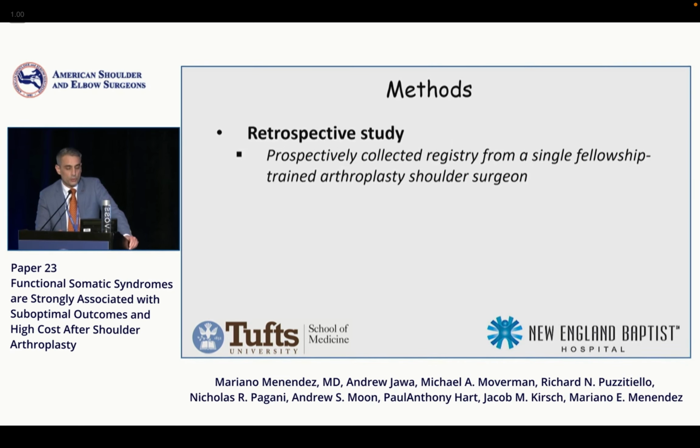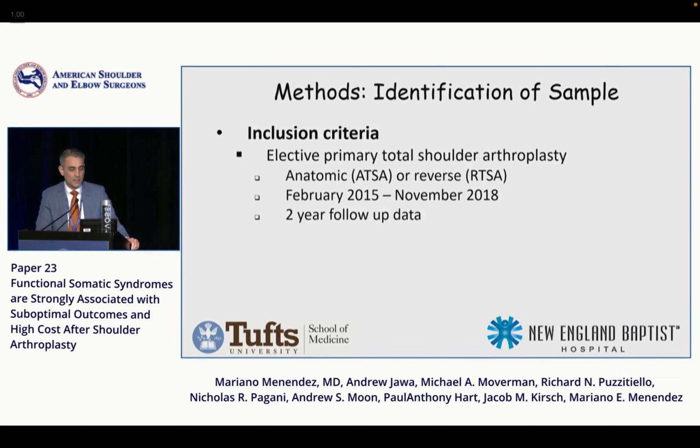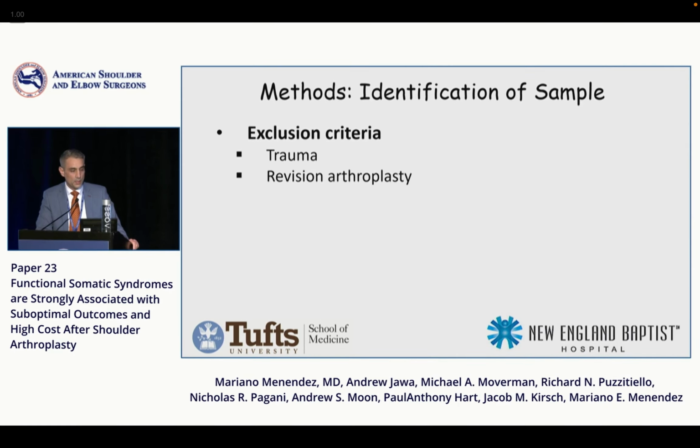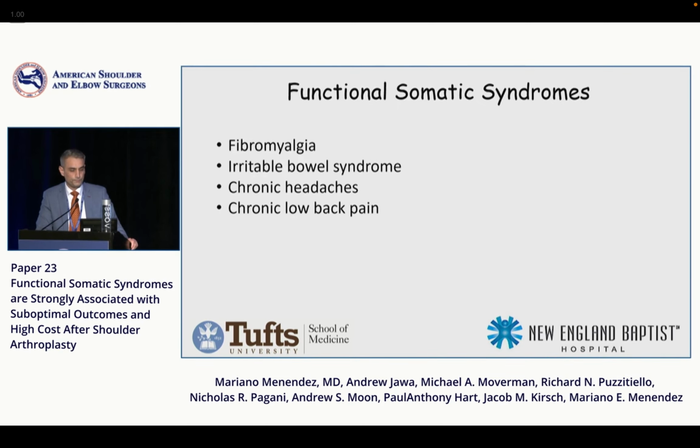So this was a retrospective study of prospectively collected data. This is my registry, essentially. Inclusion criteria is anatomic and reverse shoulder arthroplasty. I started this in February 2015 using REDCap at that time, then OBERD, and we used 2-year follow-up data. I have about 75% follow-up. We always try and get 75% follow-up in the data, so it's a high percentage follow-up. Exclusion criteria were revision arthroplasty and fractures.